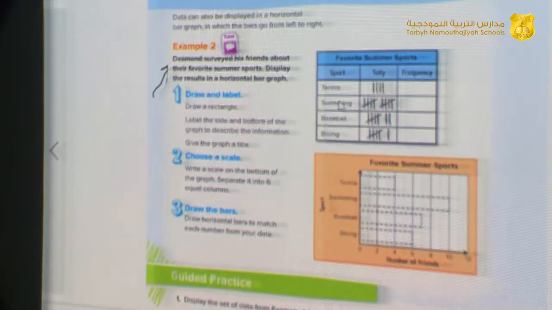1 means 1 vertical line, 2 means 2 vertical lines, 3 means 3 vertical lines, 4 also means 4 vertical lines. But 5, we will not draw 5 vertical lines. We draw 4 vertical lines, and the 5th one will be a cross line. So swimming has 2 groups which equals 10. So the swimming bar will start with 0 and end with 10, and so on for baseball and biking.